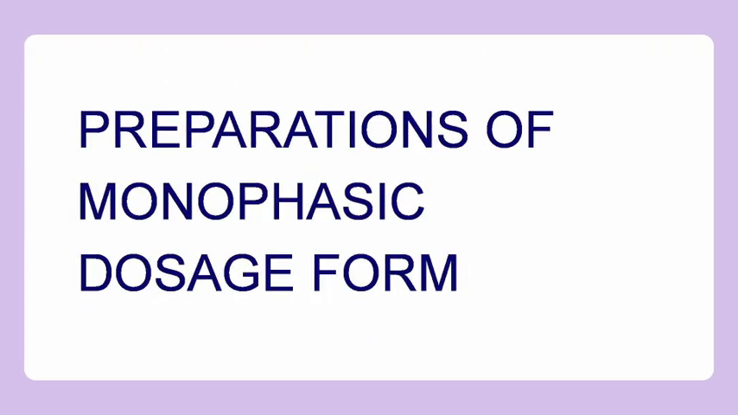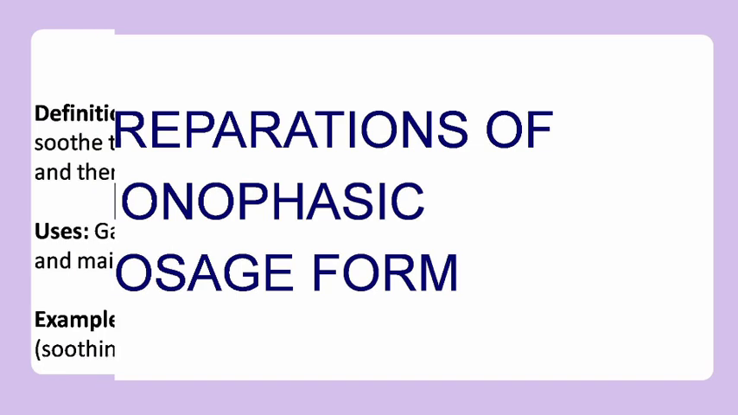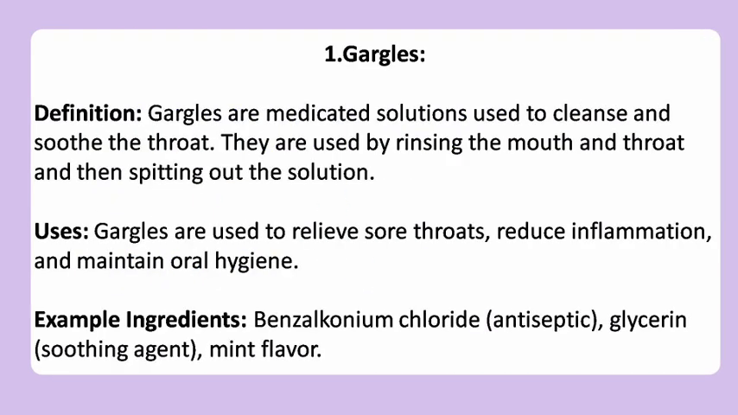Preparations of monophasic dosage form. First, gargles. Definition. Gargles are medicated solutions used to cleanse and soothe the throat. They are used by rinsing the mouth and throat and then spitting out the solution. Uses. Gargles are used to relieve sore throats, reduce inflammation, and maintain oral hygiene. Example ingredients: benzalkonium chloride, antiseptic, glycerin, soothing agent, mint flavor.